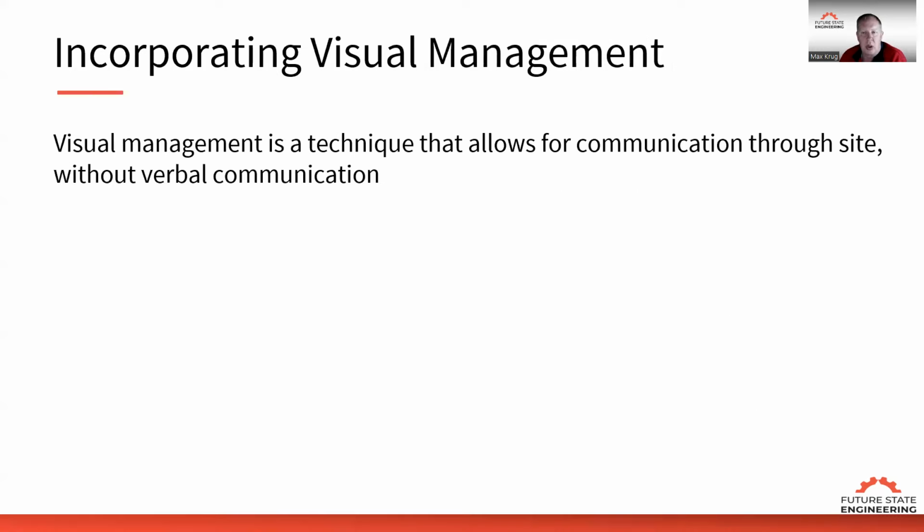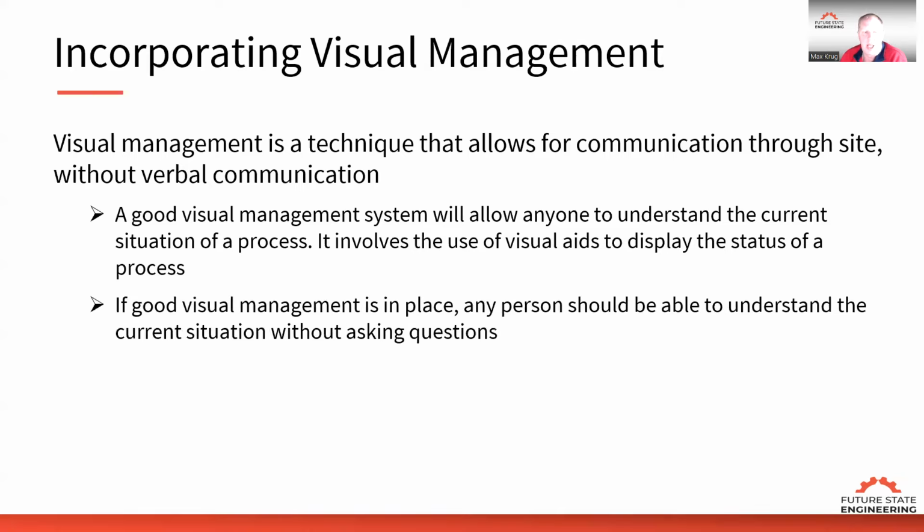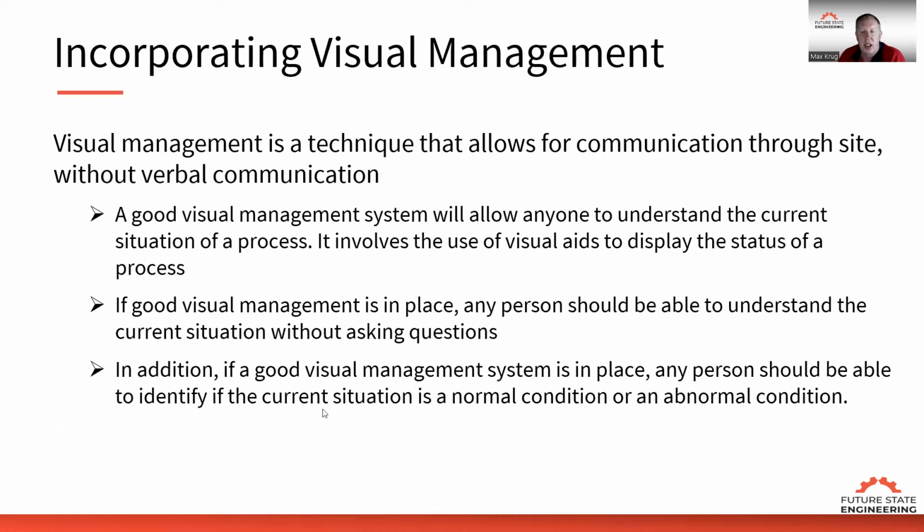Then we want to incorporate visual management. Visual management allows us to communicate through sight without verbal communication. It allows everyone in the process to understand the current situation, and it involves visual aids and displays of the status of the process. With good visual management, anybody should be able to come into this area without asking questions and understand the current condition. And if we can understand that, we understand what normal is, and of course we can quickly spot abnormality.